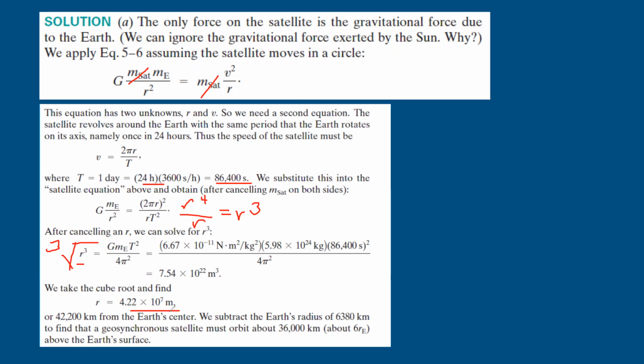4.22 times 10 to the power of 7 meters, or 42,200 kilometers from the Earth's center. We subtract the Earth's radius, which is 6,380 kilometers, to find that a geosynchronous satellite must orbit about 36,000 kilometers, about 6 times the radius, above the Earth's surface. So for it to be geosynchronous, its orbit must be about 6 times the radius of the Earth. That's just a derivation of the equation. It is shown that it's better to derive the equation first rather than plug in values, so have the algebra first before you plug in values.